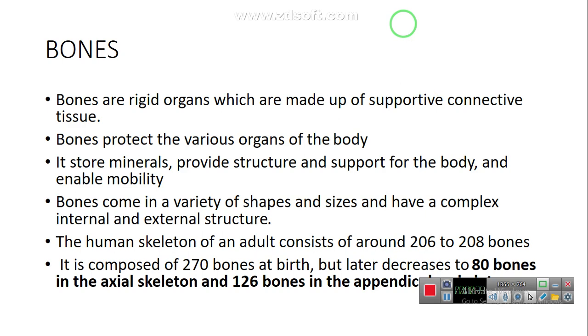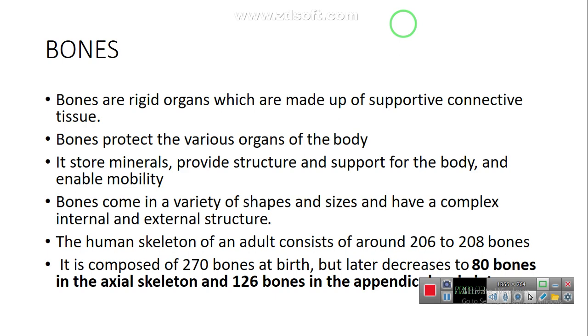Bones are rigid organs, and they are made up of supportive connective tissues. Bones protect the various organs of the body, help to store minerals, provide structure and support to the body, and also help in movement and enable the mobility of the body. As I have already discussed in the specialized connective tissues, today I am going to discuss it in further detail.